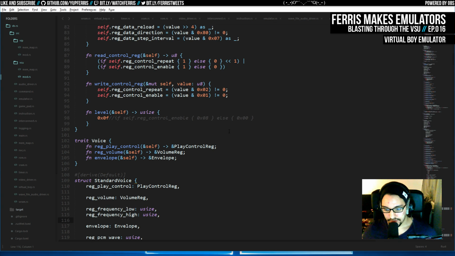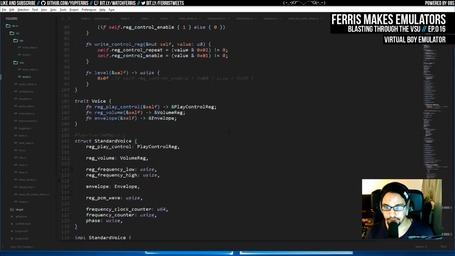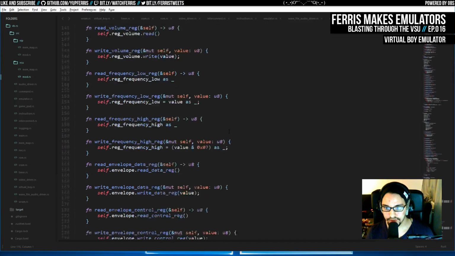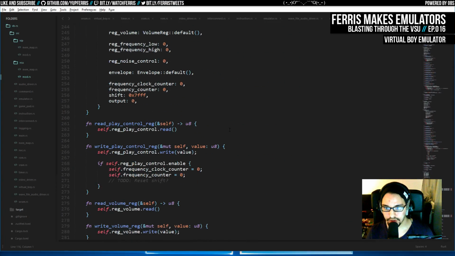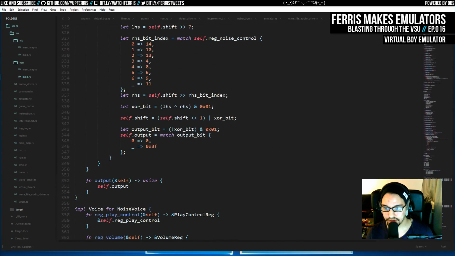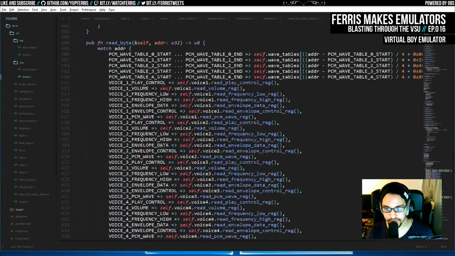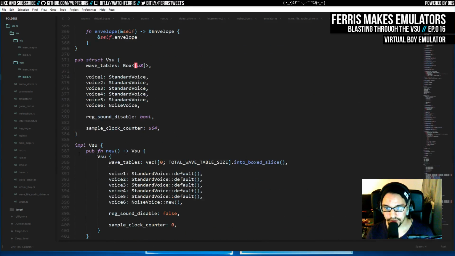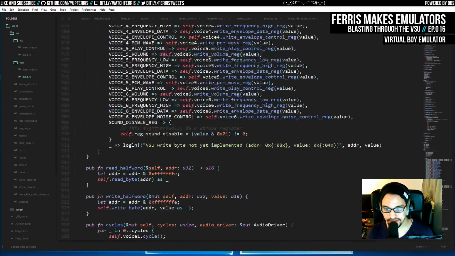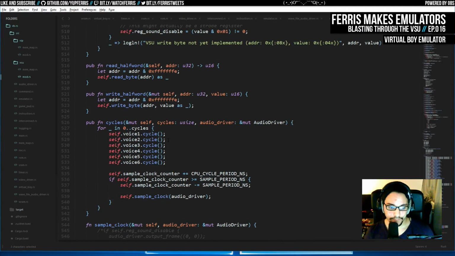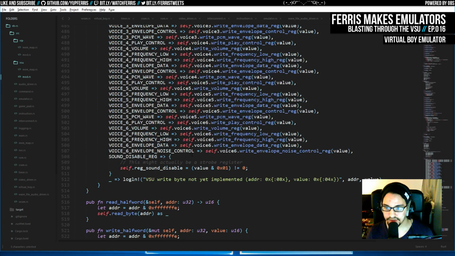So basically, how some of the sound output stuff works, if we go all the way down, all this is still in one file as I'm figuring this out, but I'll end up splitting it up into different modules later. But if we go into this VSU here, which is the actual sound unit itself, we have the standard interfaces for memory mapping.